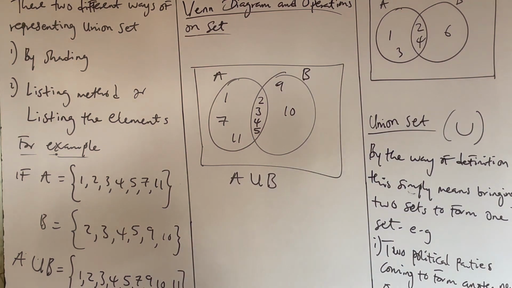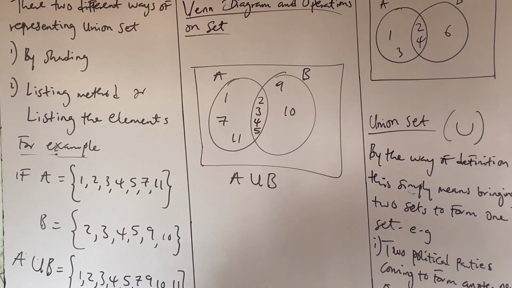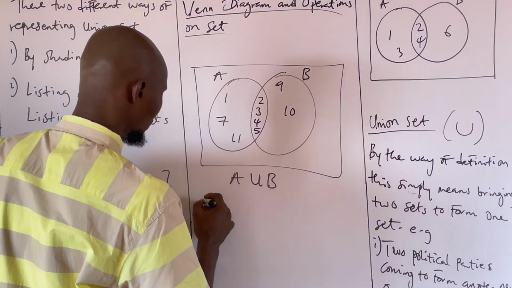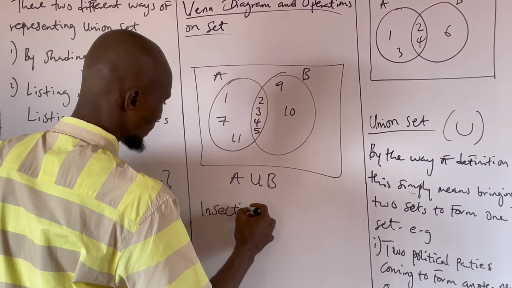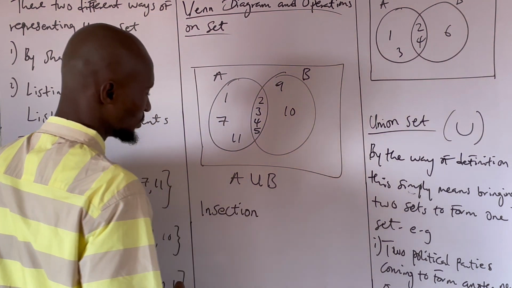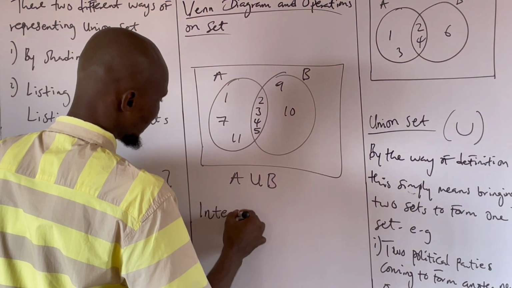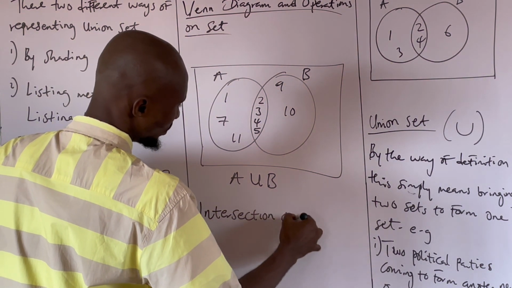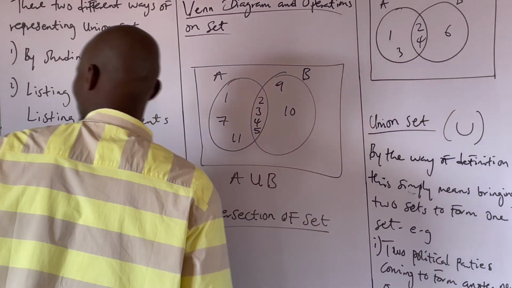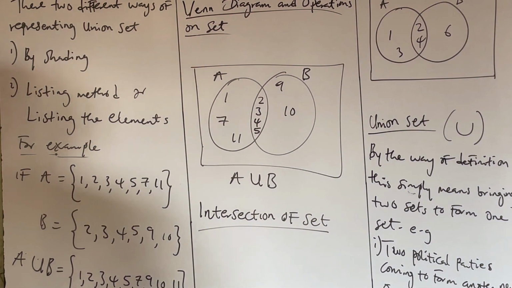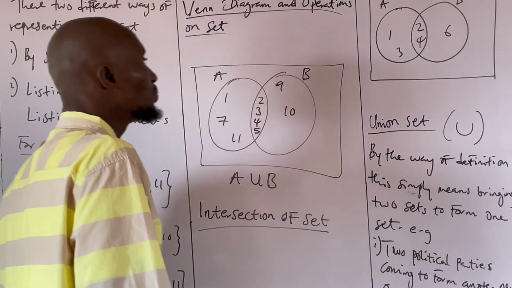Good. So the next one in our agenda is intersection of sets. So let's talk about intersection of sets. Intersection of what? Sets.